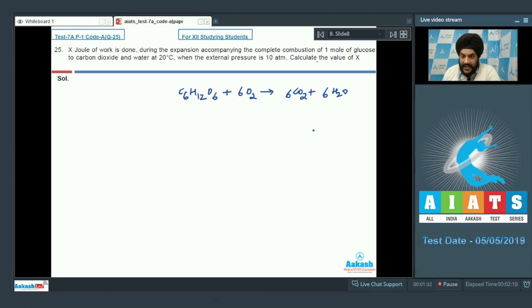Now if we talk about the states of these species, the glucose will be in the solid form, oxygen will be gaseous, CO2 will be gaseous, and students, at 20 degrees C, the state of H2O will be liquid. If we talk about the delta Ng in this reaction, the delta Ng value comes out to be equal to 0. So students, there is no change in number of gaseous moles during this combustion process, and as such, the work done will come out to be equal to 0. So students, the value of X is equal to 0, and for this question, we have to mark the answer as 0, 0. Let us look at the next question.